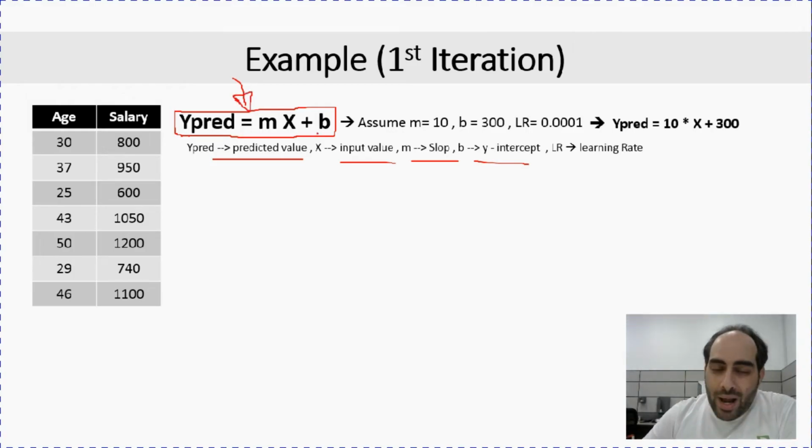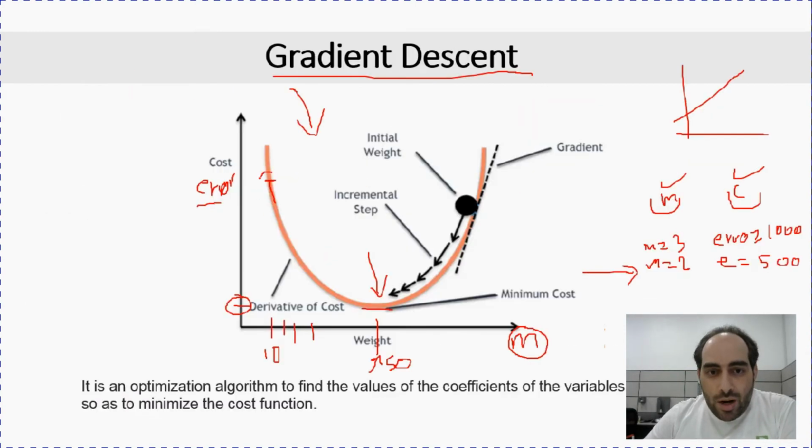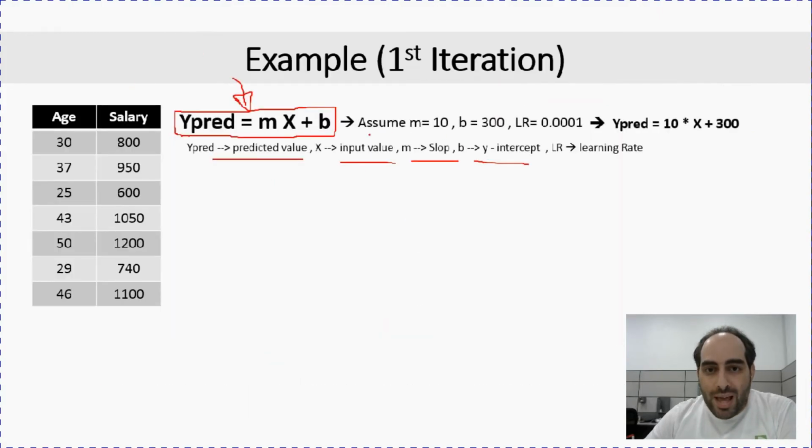Also, as I said here in this slide, we need to start with a random value of m and c. So this is what I am doing here. We will assume or choose randomly any value of m and b, or c. Fine. So we will choose here m equal 10 and b equal 300.